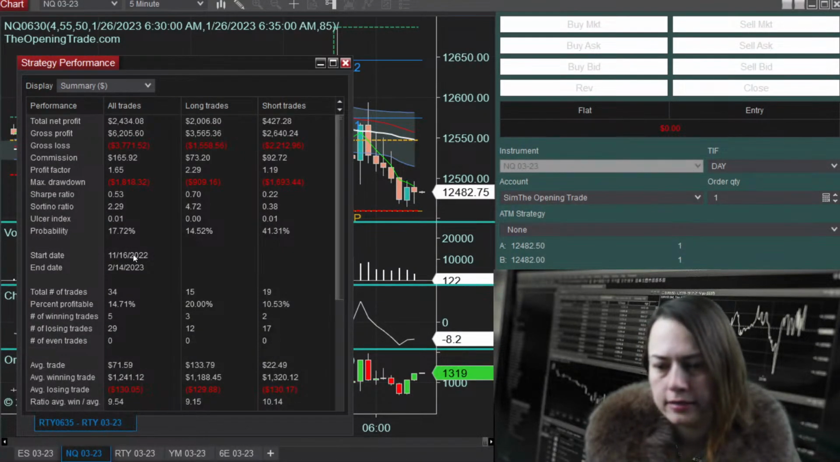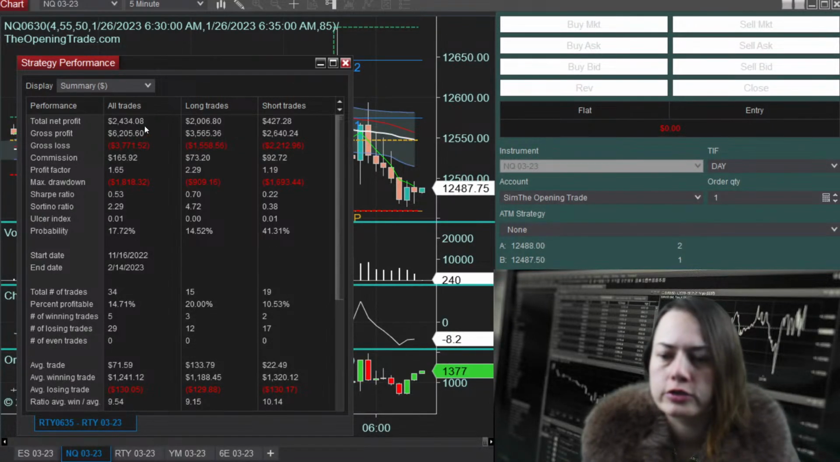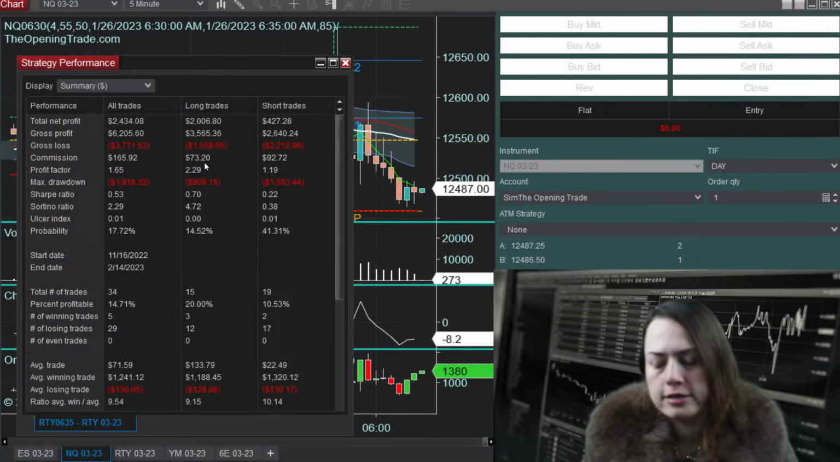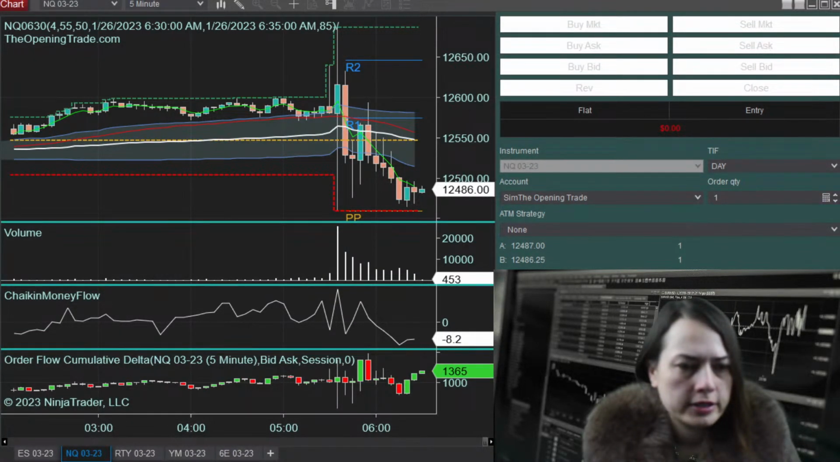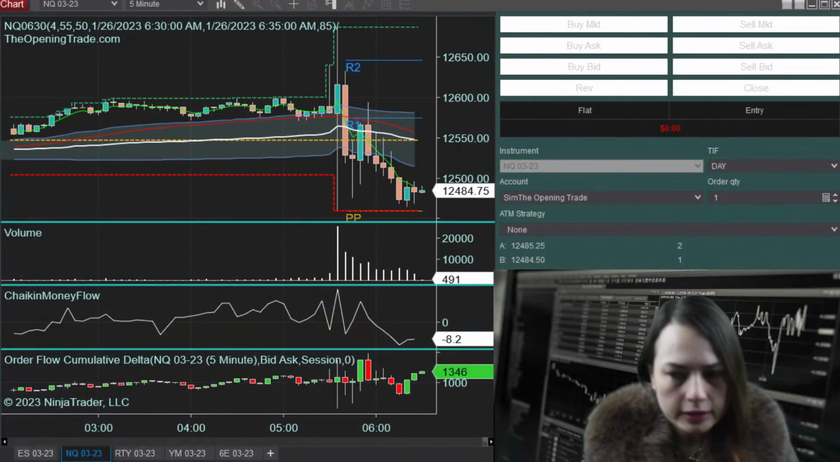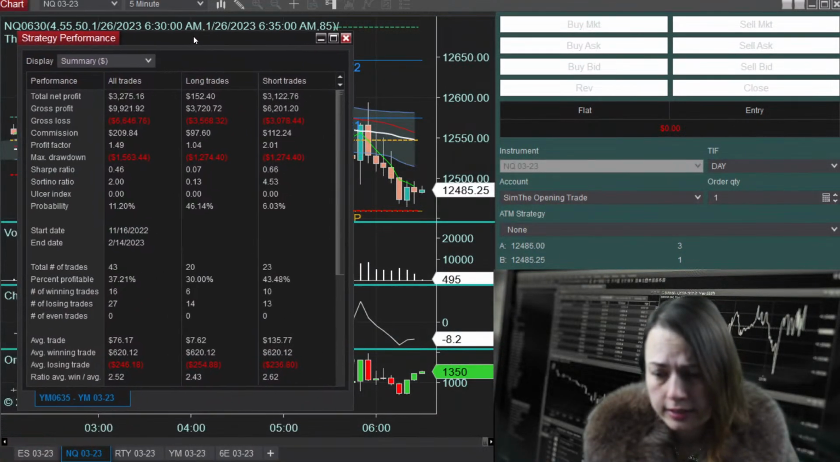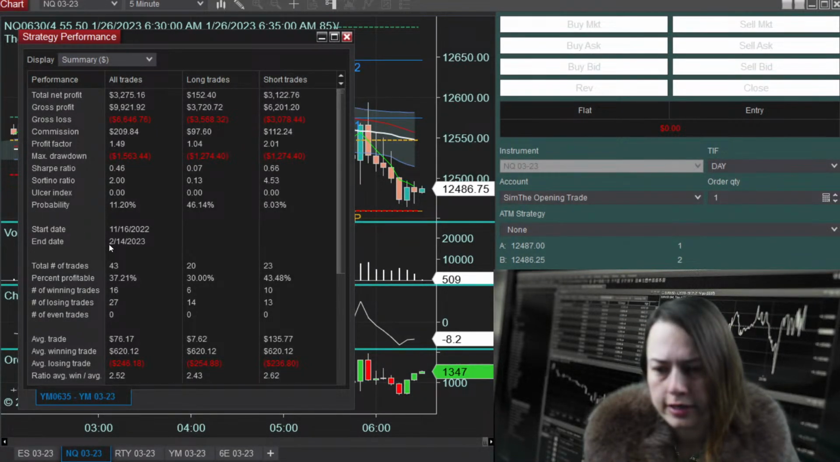Here's your 90-day date range, your max drawdown, your gross loss, your gross profit, and your total net profit. And this is for the Russell 2000 futures. And then this last one here is going to be for the Dow Jones futures. And here we are, 90-day date range, our max drawdown, our gross loss, our gross profit, and our total net profit.